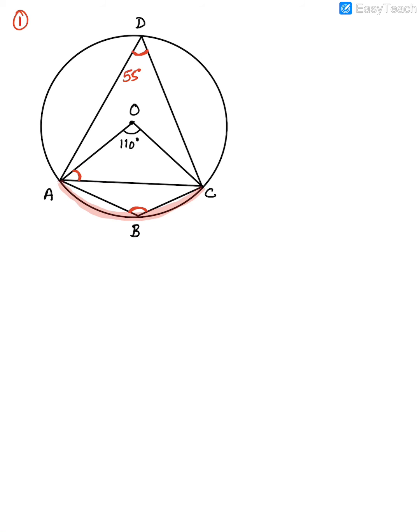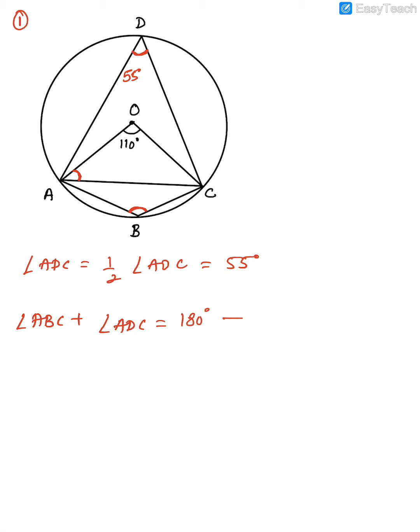Now we have to find the angle ABC. So first we did what? Angle ADC is equal to half of angle AOC, so that turned out to be 55 degrees. Angle ABC plus angle ADC is equal to 180 degrees. Remember which property? The cyclic quadrilateral property: opposite angles of a cyclic quadrilateral are supplementary.